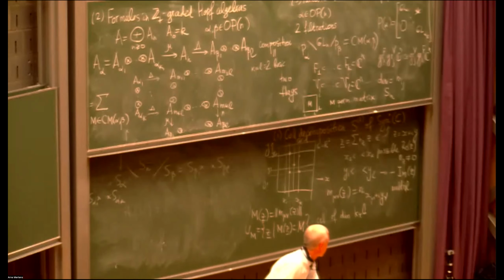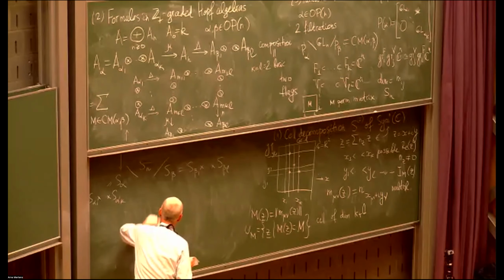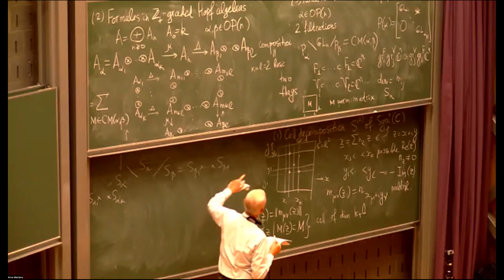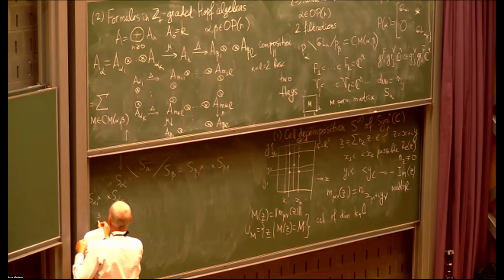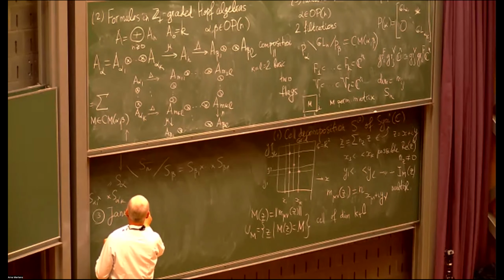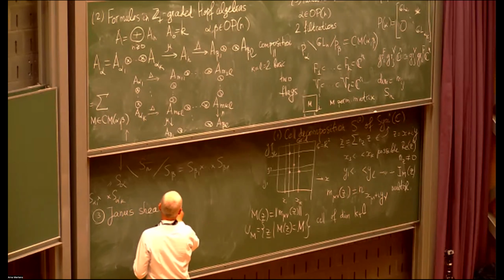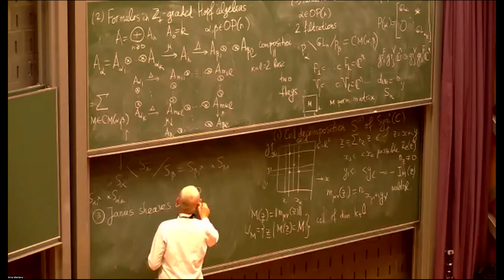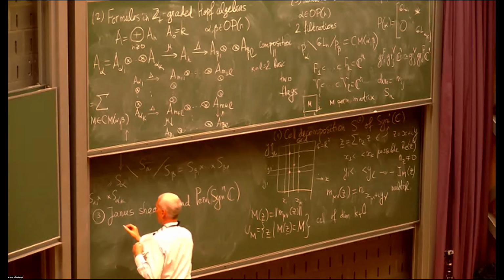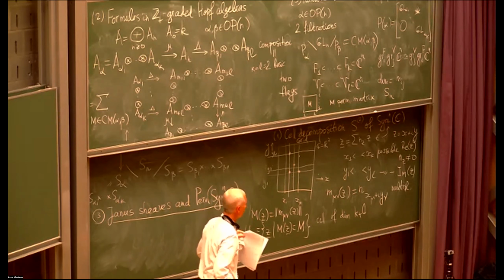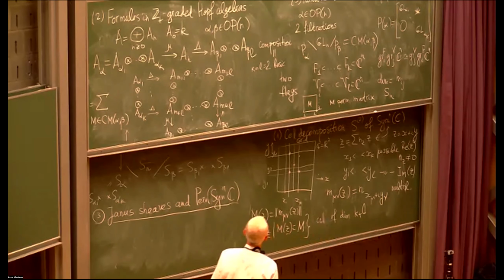So now let me discuss how to pass from that cell decomposition to a description of perverse sheaves. Let me call this the third part. I'll continue here, and I'll call it Janus sheaves. Perv of Sym^n C: we want to extract a description in terms of certain combinatorial data labeled by such matrices.